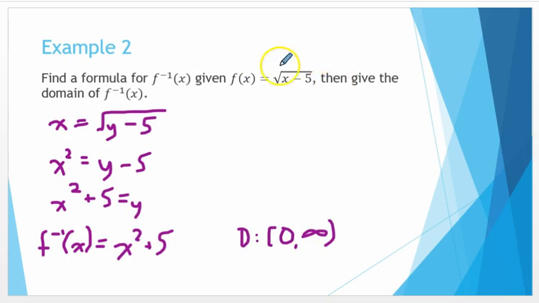So there are some inherited restrictions, they're often called, from the original function when you find the inverse. And the best way I find to identify those is to look at the range of the original function, and then the range of the original function is the domain of the new function, and vice versa. If you're ever asked to find the range of the inverse, it would be the domain of the original function.